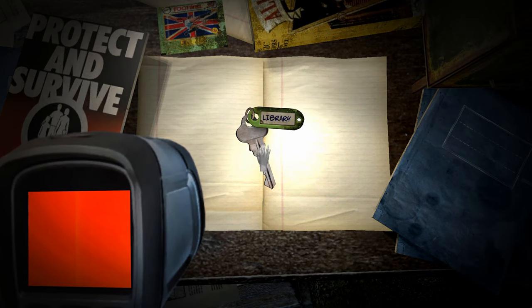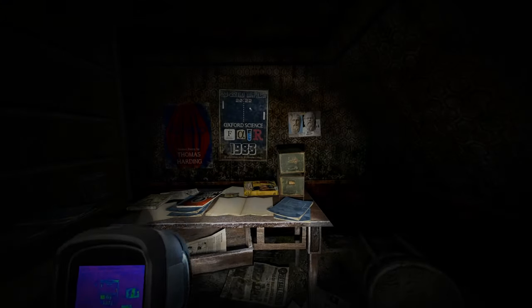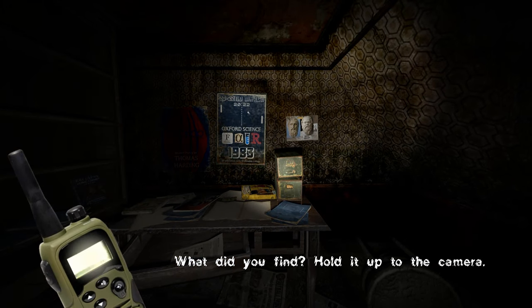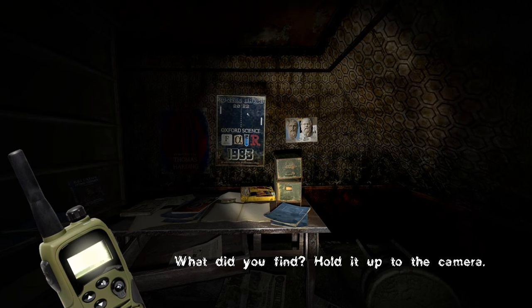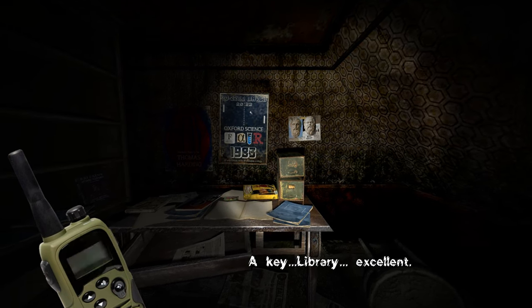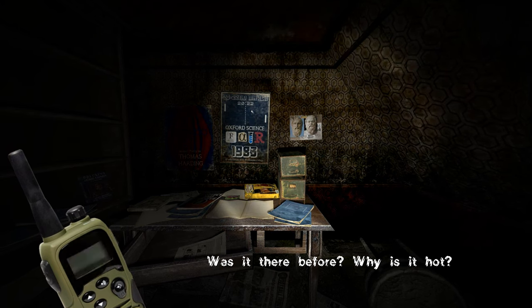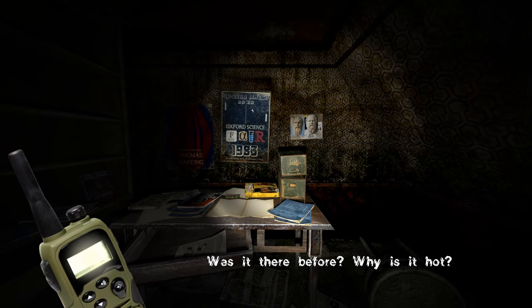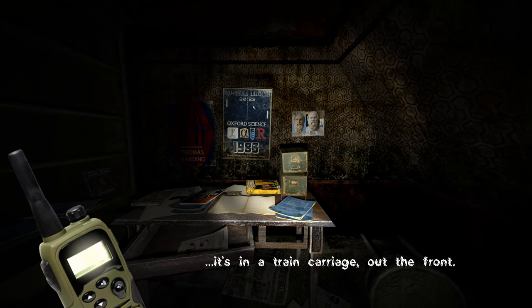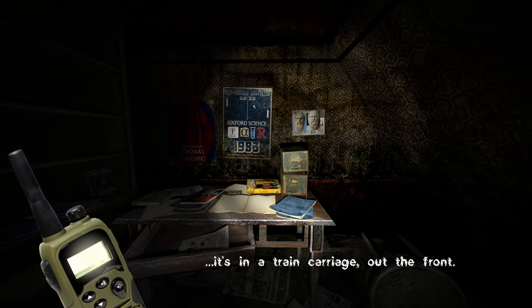Visible? To the naked eye? What did you find? Hold it up to the camera. A key? Library? Excellent. Was it there before? Why is it hot? Better make your way to the library. It's a train carriage, out the front.